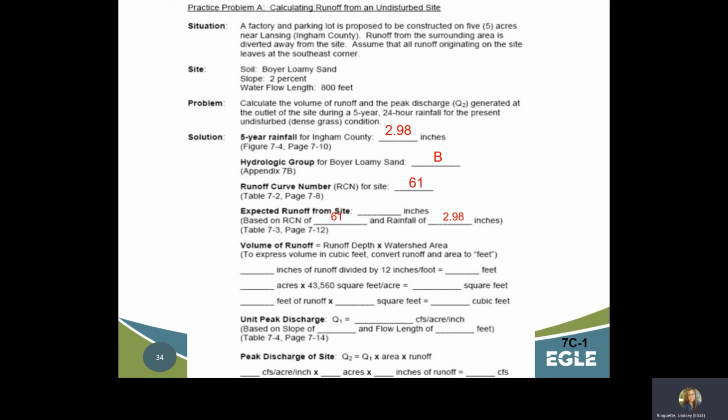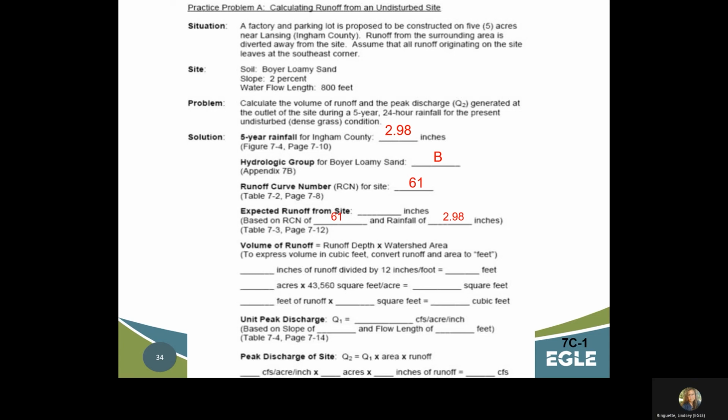Going back to our original problem, please enter 61 for the runoff curve number as shown in red font on this slide. The next question is to find the expected runoff from the site. Remember that the expected runoff from a site takes into account both the runoff curve number and inches of rainfall. Because we have already determined these 2 values, we can place them in the table as shown.